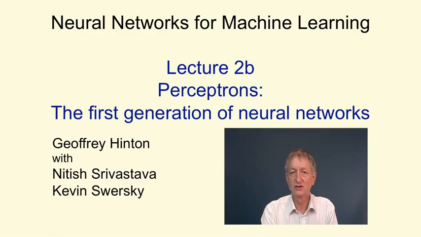In this video, I'm going to talk about perceptrons. These were investigated in the early 1960s, and initially they looked very promising as learning devices, but then they fell into disfavour because Minsky and Papert showed they were rather restricted in what they could learn to do.